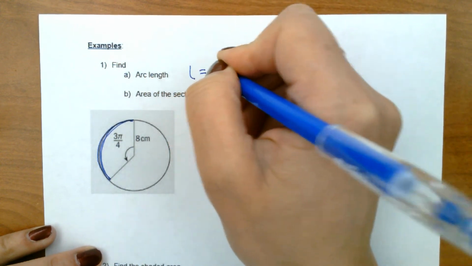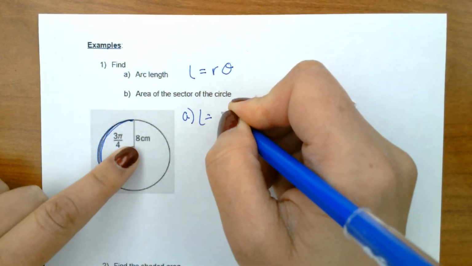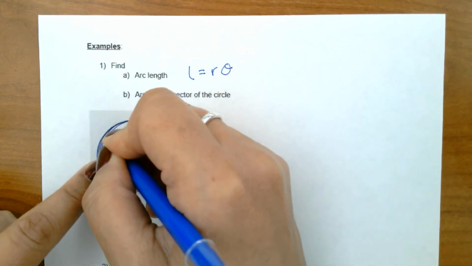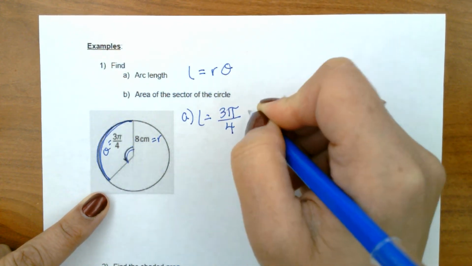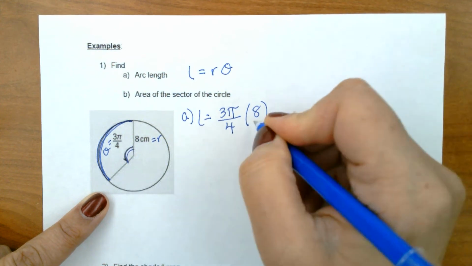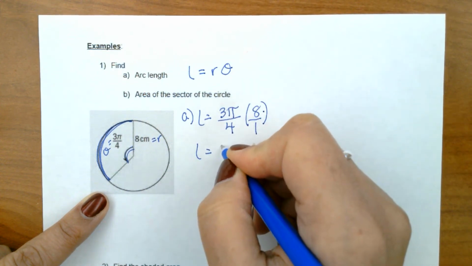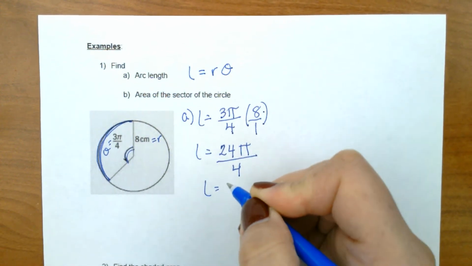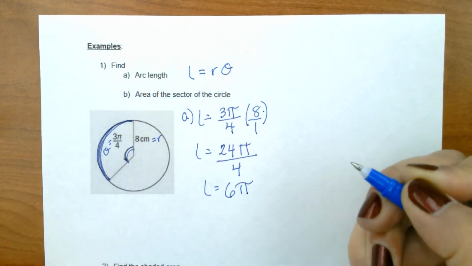So arc length L equals R times theta. For part A, we have L equals R, which is going to be right here. Don't get confused, that's the radius. This right here is going to be our theta because we're in pi radians. So we have 3 pi over 4 times 8. Let's do a little math without the calculator. This is really 8 over 1. So our length is 3 pi times 8, which gives us 24 pi, divided by 4 times 1, which is 4. So our length is 24 divided by 4, or 6 pi. We're good.